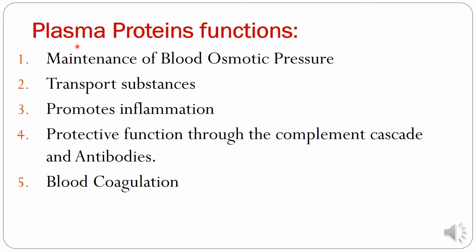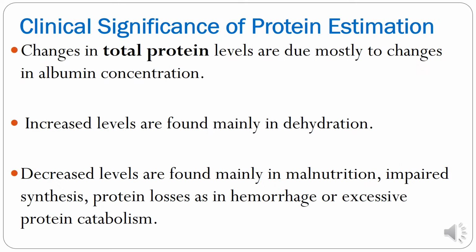Now, what are the chief functions of plasma proteins? They maintain blood osmotic pressure, they transport substances, various drugs and toxic elements, they promote inflammation, and they also have a very protective function through the complement cascade and antibodies. They play a very important role in blood coagulation.